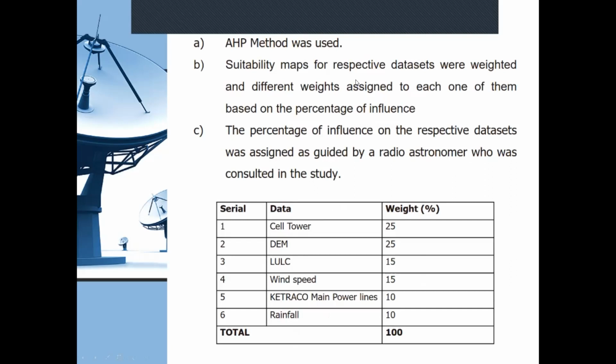And then for each data set, I developed a suitability map. Then the percentage of influence, as shown in this table, whereby cell towers, because of their indication of RFI, have a higher influence, the same as the DEM, because radio observatories enjoy being shielded. Natural shielding is good for them. So they got a weight of 25% each. And then the land use land cover 15, same as wind speed. And then the power lines and the rainfall, a percentage of 10.